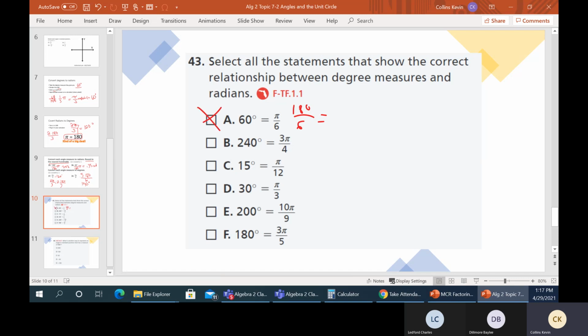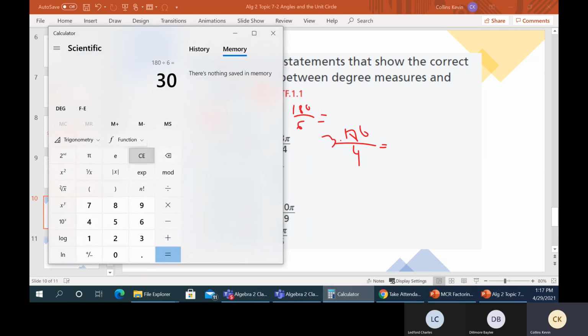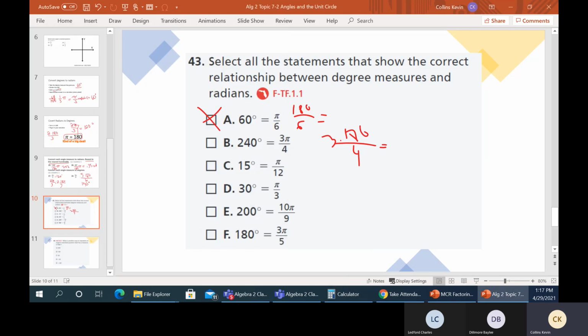Next one says 3 pi over 4. So this would be 3 times 180 divided by 4. Okay, calculator city. We're going to do 3 times 180 divided by 4. 135, not 240. Thanks for playing. All right, next guy. Pi over 12. So that's just going to be 180 divided by 12.